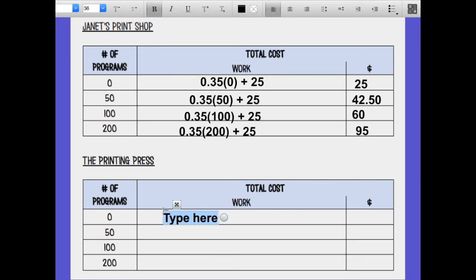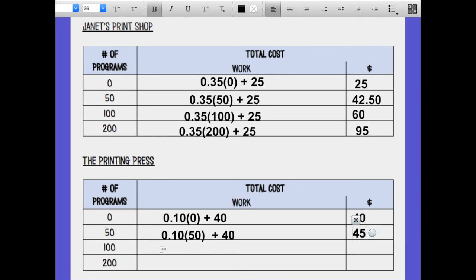All right, and same for the printing press. Now we're going to use their equation, so we got 10 cents times 0 to start with, plus 40, so that's going to be 40, and the same idea for the rest of these. So if you looked at this and didn't quite remember how to do it before, you're probably saying to yourself now, oh yeah, I just kind of forgot, because this is something you've had practice on for quite a while.